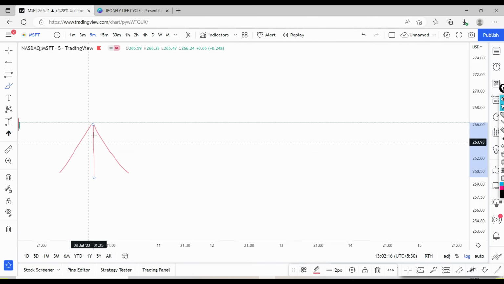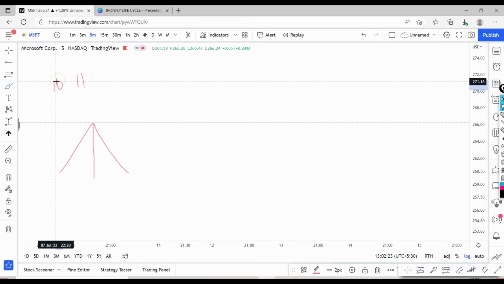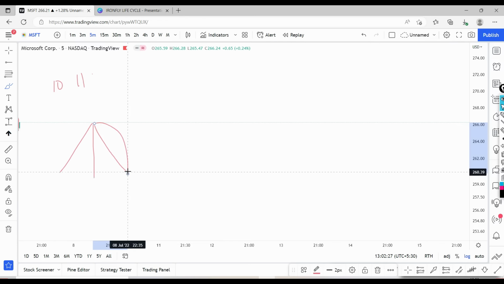Scenario number 3. What did we say? Let's say we deployed a straddle. Let's say you deployed a straddle at 11 a.m., in between 10 and 11.